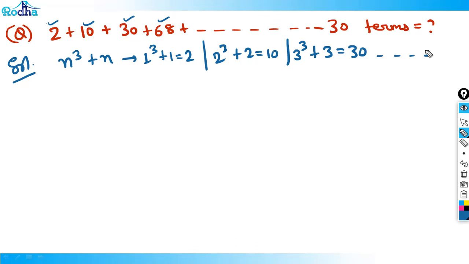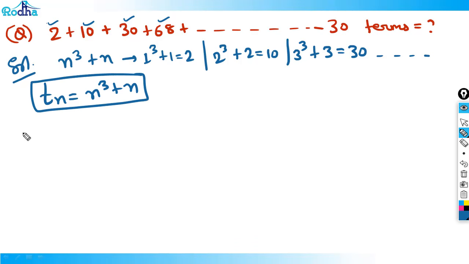Like that. Okay. That means if you observe the series here, Tn is equal to n cube plus n. This we got as Tn. Okay. And now what is Sn? Sn is equal to summation of Tn, sigma Tn. Right? Now, what is sigma Tn here? Summation from 1 to 30 of n cube plus n actually.